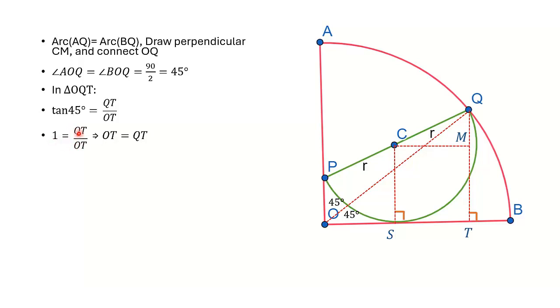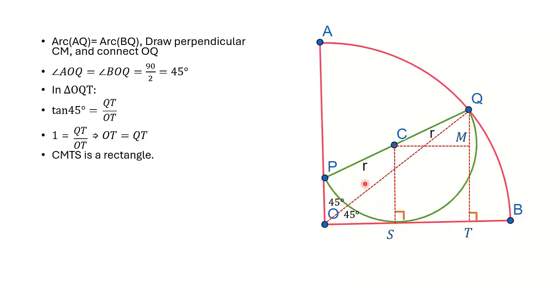This means QT is equal to OT, or OT is equal to QT. So in this case I can say OT is equal to QT. So this length is OT and this length is QT. So these two lengths are equal. Basically this was 3 and this was 3. So this total is 6. So this is also 6.